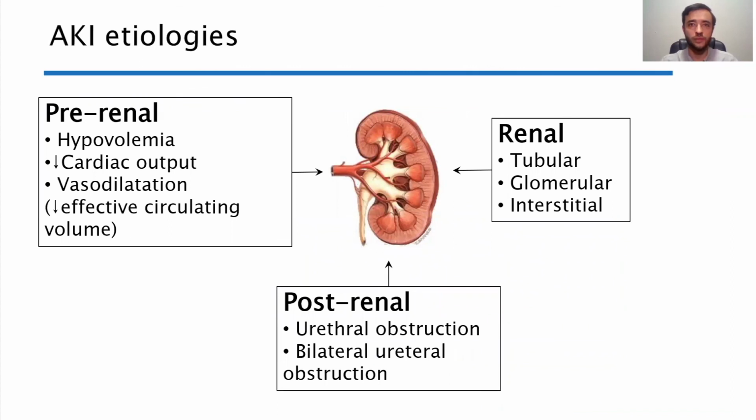Acute kidney injury may have many different etiologies. Some of them are considered pre-renal, which are hypovolemia, decrease in cardiac output, and also vasodilatation, in which we will have a decrease in the effective circulating volume. We can also have AKI from renal etiology, like tubular injury, glomerular disease, and also interstitial disease. And less frequently, post-renal AKI, secondary to retroperitoneal obstruction or bilateral ureteral obstruction.